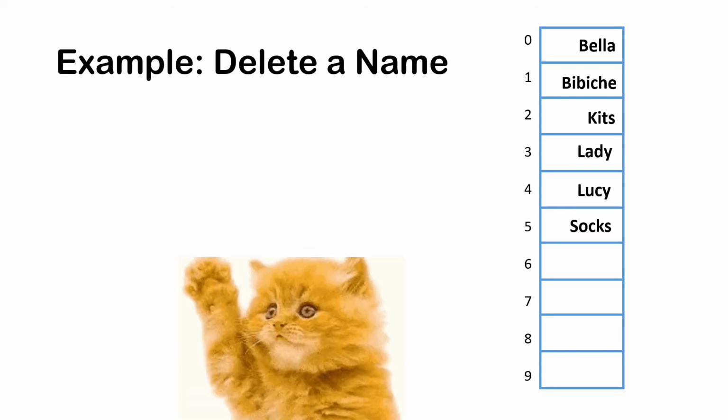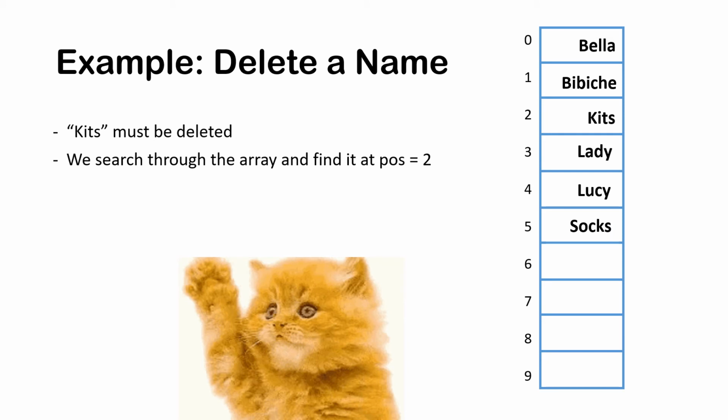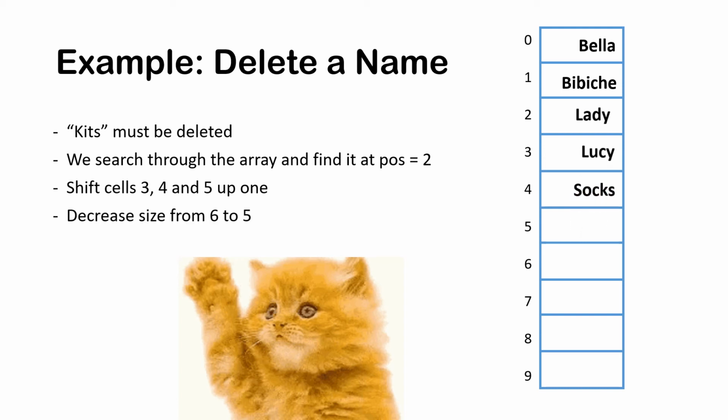Here's an example of how to delete a name. We have the name Kits that must be deleted. So we search through the array and find it at pos equal 2. We shift cells 3, 4, and 5 up 1. And then we decrease the size of the array from 6 to 5.